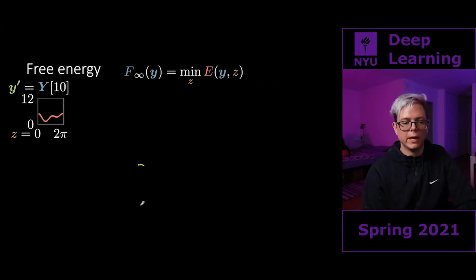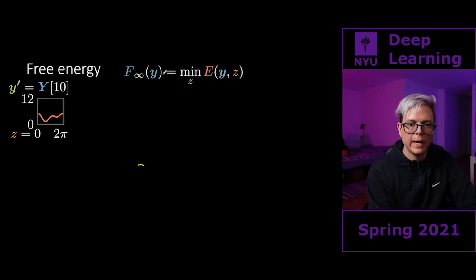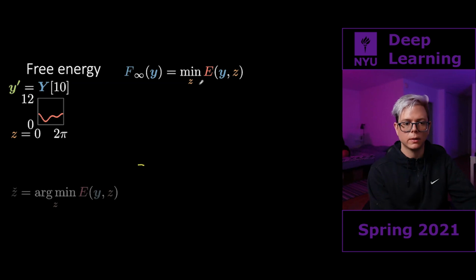So we're going to be defining now my free energy as the, actually this is not just the free energy. This is the zero temperature limit for the free energy, which is going to be the minimum value that this energy function takes with respect to the latent variable z.